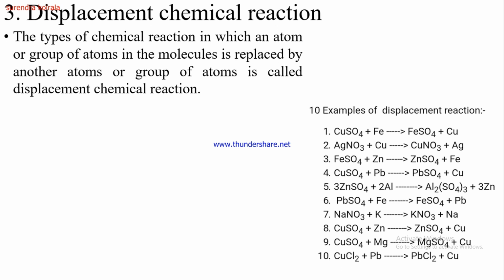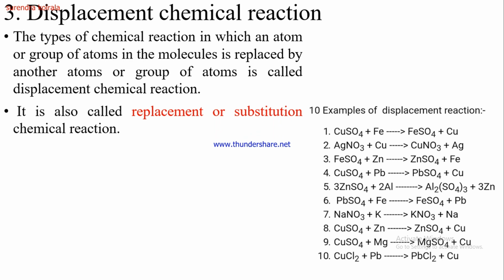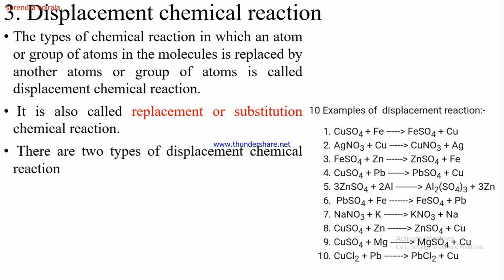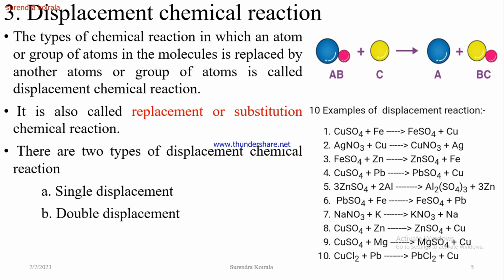As you know, displacement means one atom or group of atoms is displaced by another atom or group of the reactants to form the new compound. The type of chemical reaction in which an atom or group of atoms in a molecule is replaced by another atom or group of atoms is called a displacement reaction. Displacement reactions are also known as substitution as well as replacement chemical reactions. There are two types of displacement chemical reaction: single displacement chemical reaction and double displacement chemical reaction.